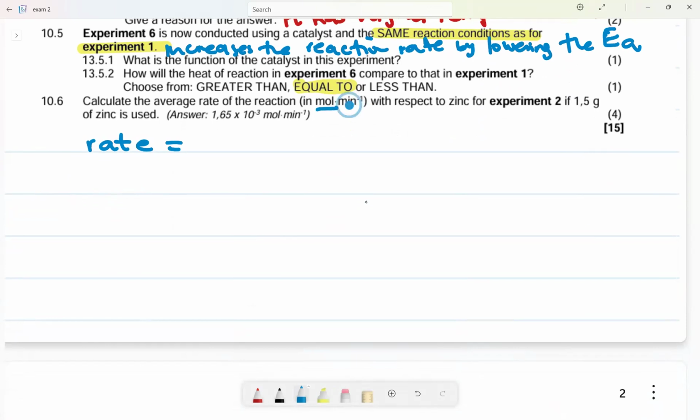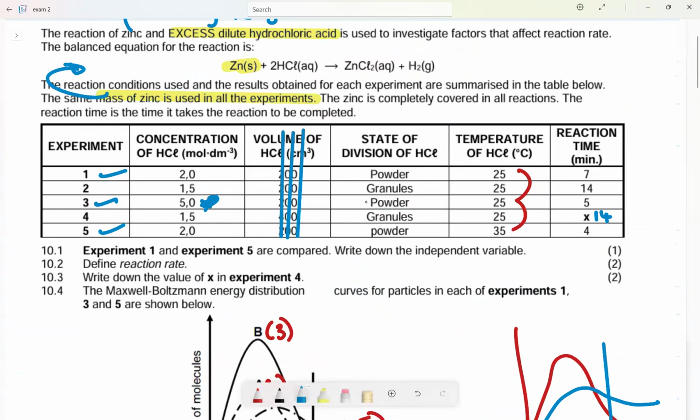In terms of mole and minute. So it's going to be moles, or number of moles, divided by, okay, change in number of moles divided by change in time, okay? But now they want, with respect to zinc, what is zinc? Zinc, it is a reactant.